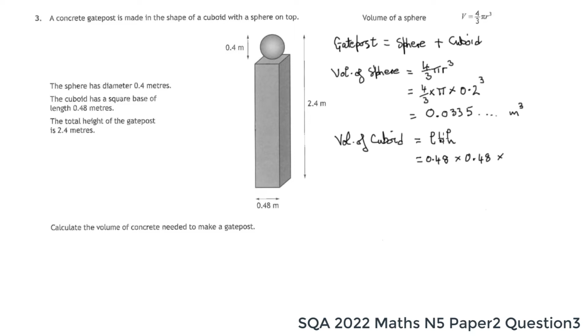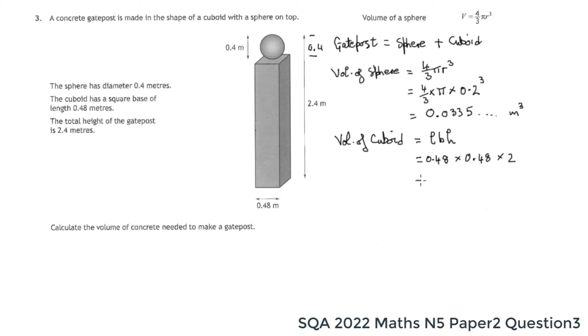Now watch out for the height. It would appear that the height's 2.4 metres. However, if you look closely at the diagram, you're told that the total height is 2.4, not the height of the cuboid. So we have to subtract this 0.4 width of the sphere, the diameter of the sphere. We have to subtract that 0.4 from 2.4, and we'll get exactly 2 metres for the height of the cuboid.